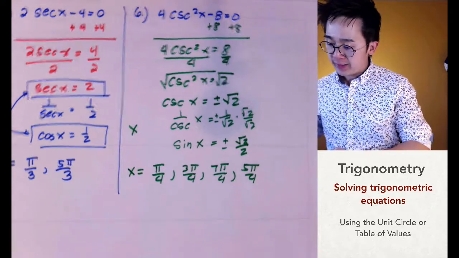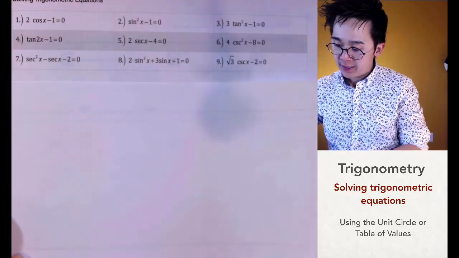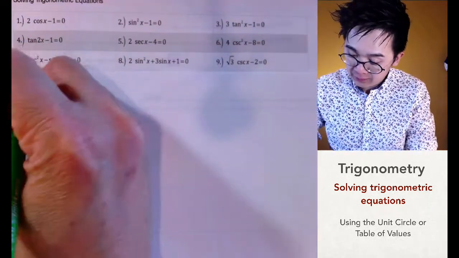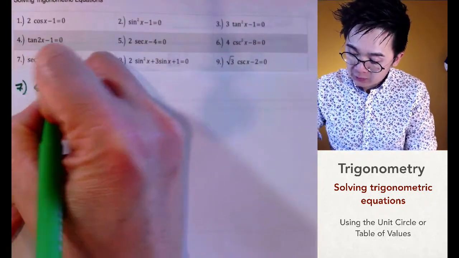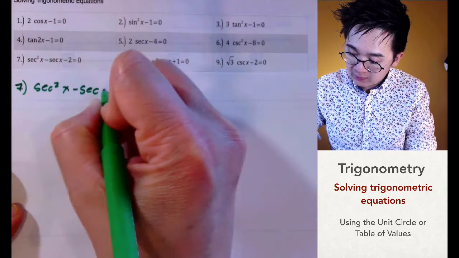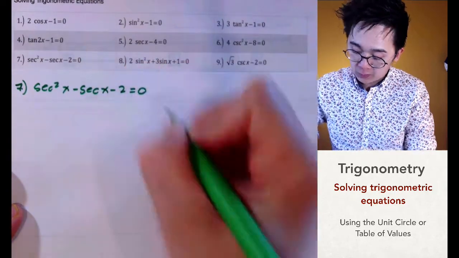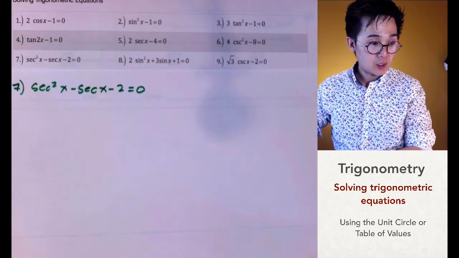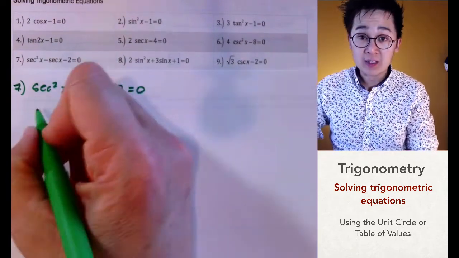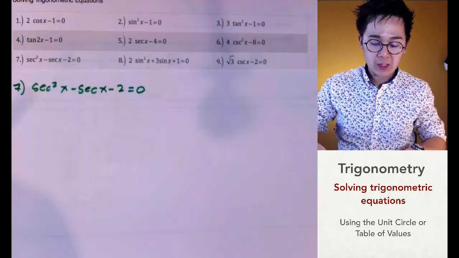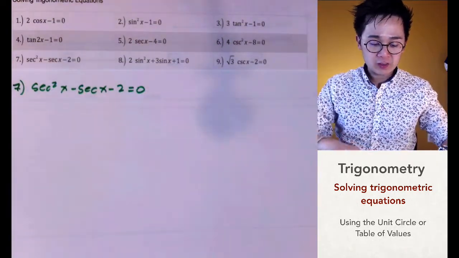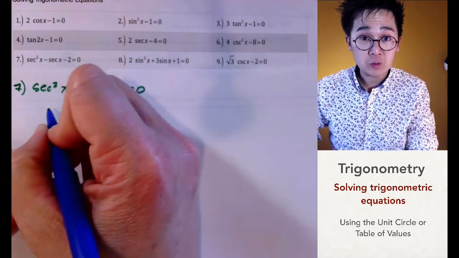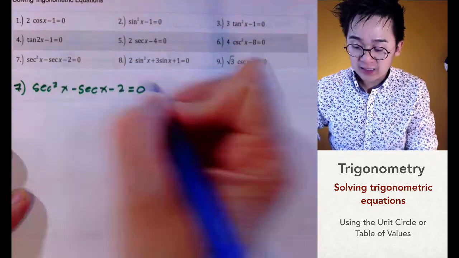So now let's go ahead and answer problem number 6, problem number 7. For problem number 7, we have secant squared x minus secant x minus 2 equal to 0. Now notice that we have a quadratic equation, and we can translate this into an algebraic equation. Most of the time, every time I have trig functions like this, I change them into algebraic equations. I can easily solve it.